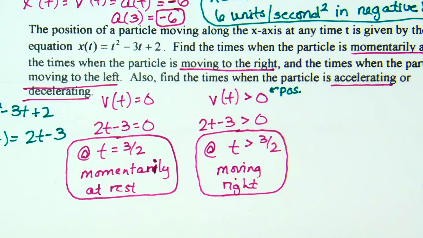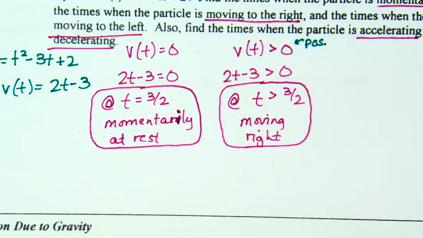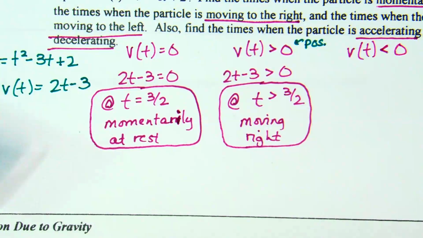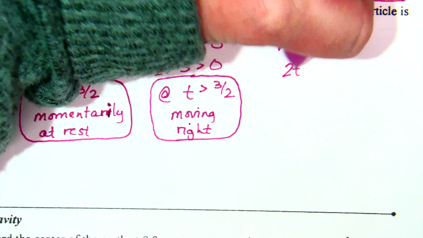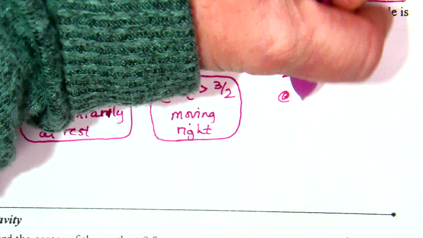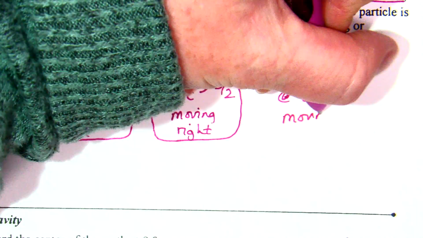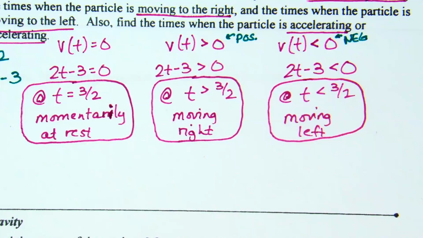And when is the particle moving left? Yeah, when it's less than 0, right? So when that velocity, when v of t is less than 0, in other words, negative, right? That's when we will have it moving left. And so in this case, it's 2t minus 3 less than 0. So when t is less than 3/2, this particle is moving left. In other words, before time 1.5.